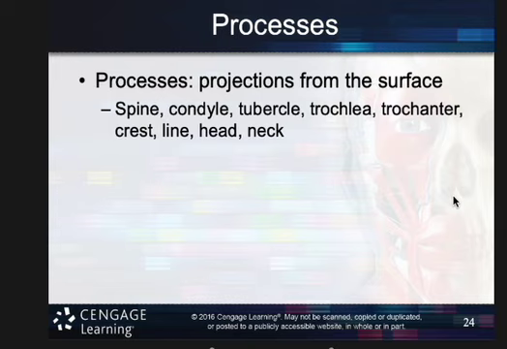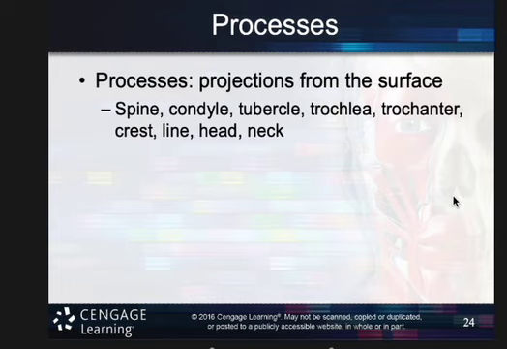What are each of these? A spine is a ridge along the surface of a bone. A condyle is a knuckle-like smooth projection on a bone that generally participates in a joint. A tubercle is a small projection from the surface of a bone that's usually a place for tendon attachment. A trochlea is a rounded projection at the end of a bone.